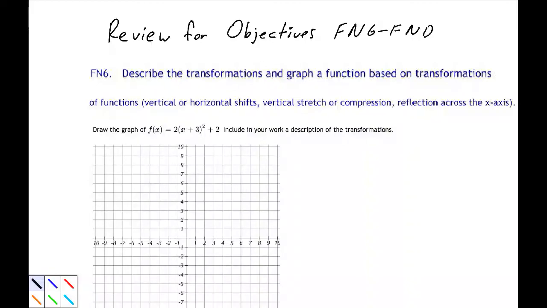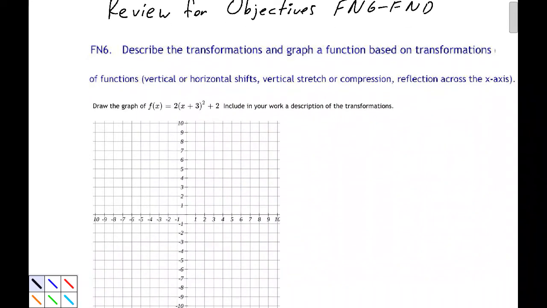In this video, we are going to have a review for objectives FN6 through FND. So FN6, the objective is describe the transformations and graph a function based on transformations of the functions, i.e. vertical or horizontal shifts, vertical stretch or compression, and reflection across the x-axis.